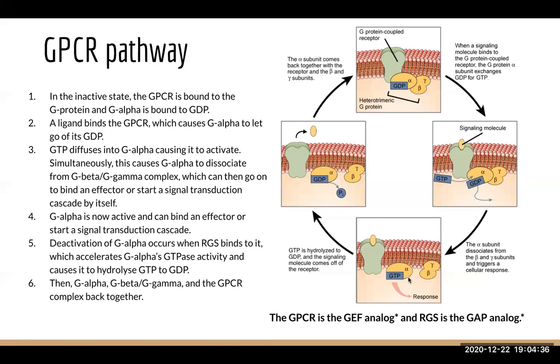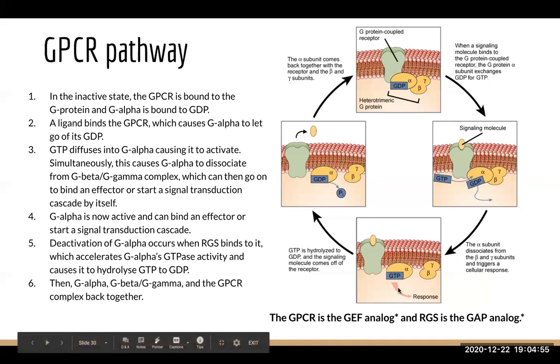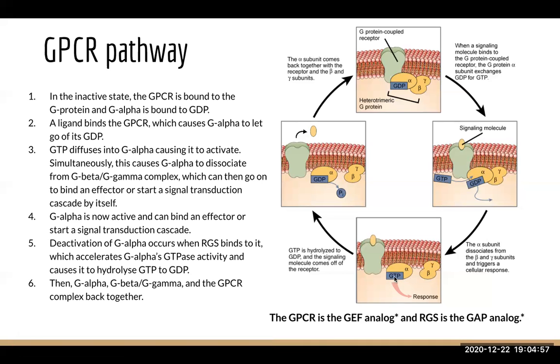What's going to happen is RGS is going to come, find G alpha, and activate its GAP function. GAP is the GTPase activating protein. So when RGS finds G alpha, it's going to activate its GAP function and hydrolyze GTP into GDP.